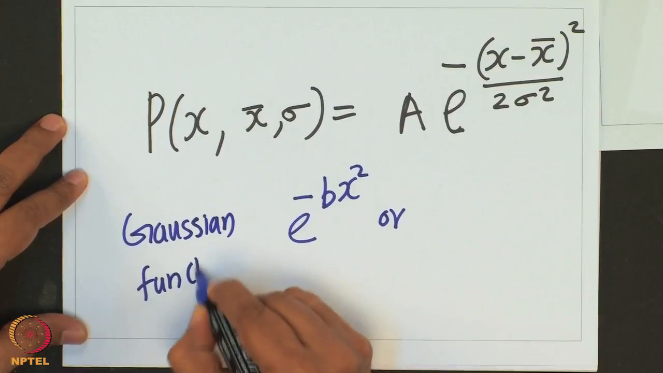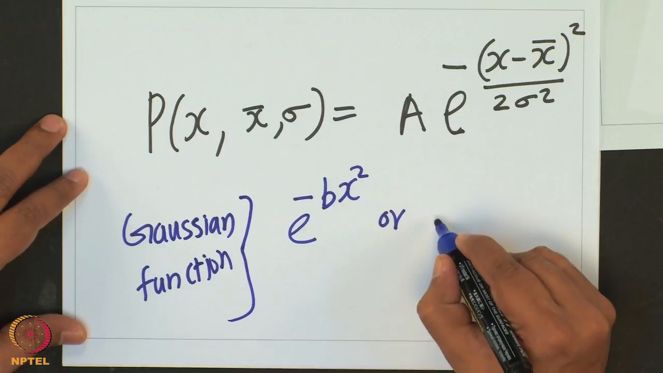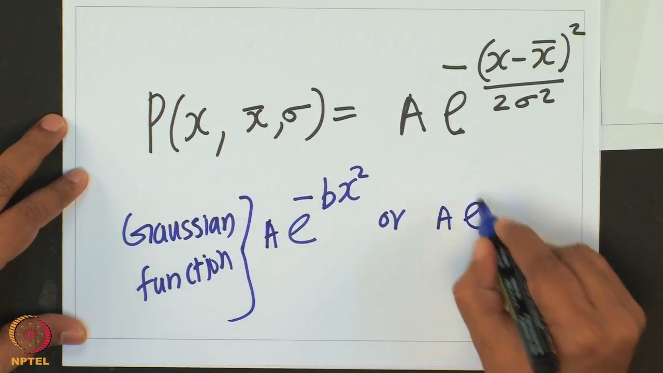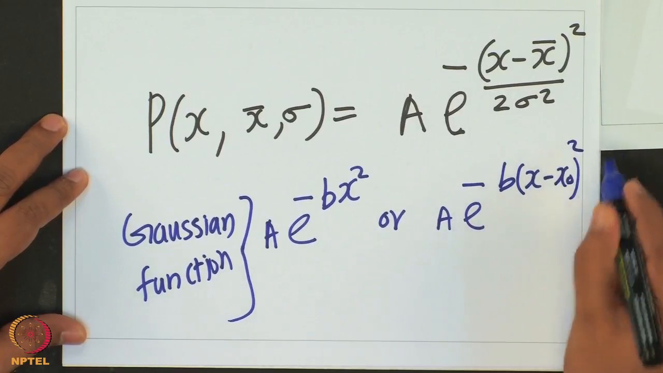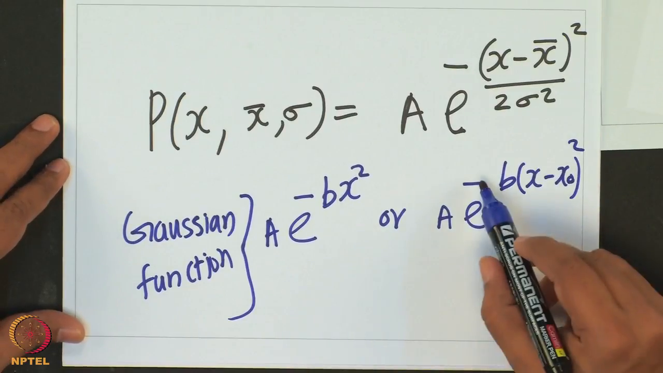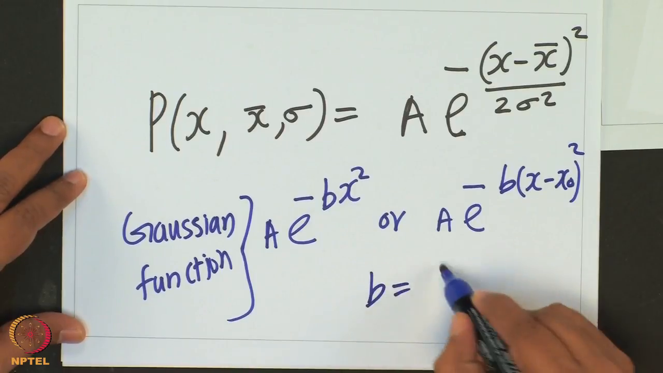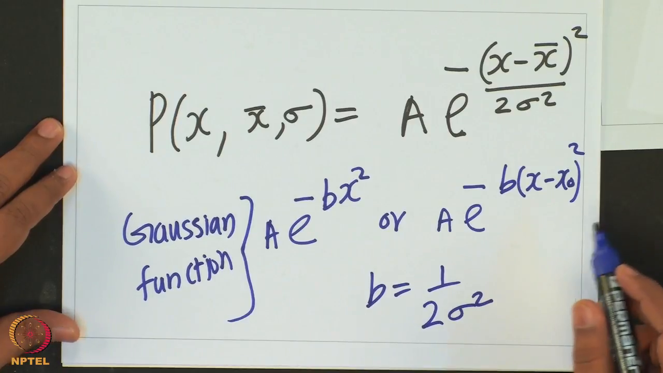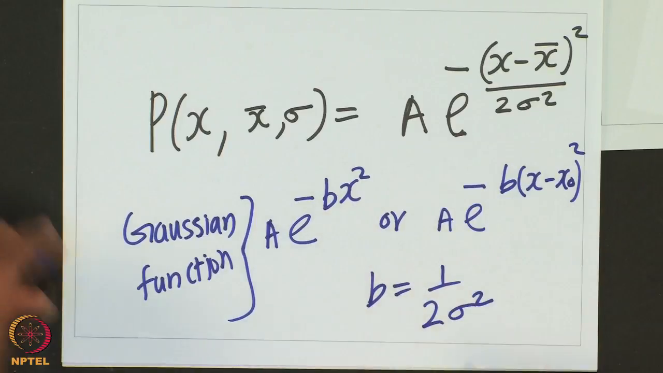So, the mathematical function called a Gaussian function has the form e power minus bx square, or a e power minus b x minus x0 whole square. This is a typical functional form where b is like 1 by 2 sigma square. So, this is the functional form. Now, what is a? We would understand what a means.